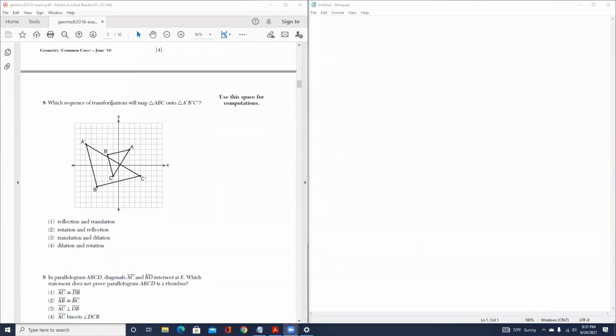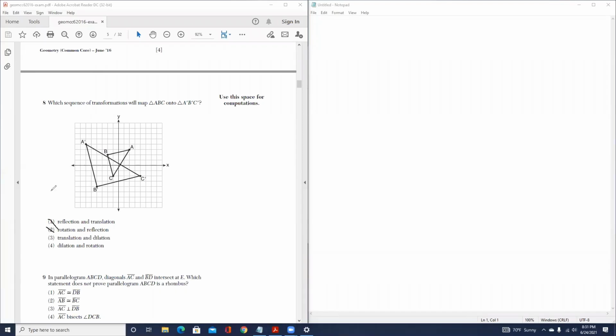Okay, 8. Which sequence of transformations will map triangle ABC on the triangle A prime B prime C prime? So right off the bat, we know that because A prime B prime C prime is physically larger than triangle ABC, we know there has to be a dilation. So right off the bat, that eliminates 1 and 2.